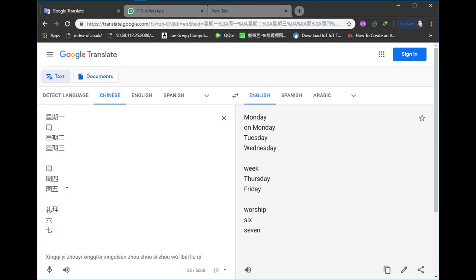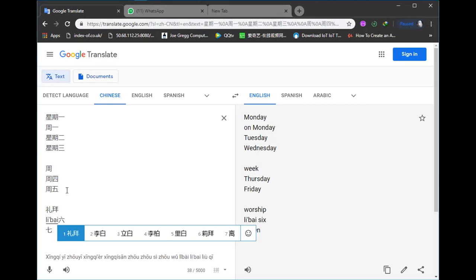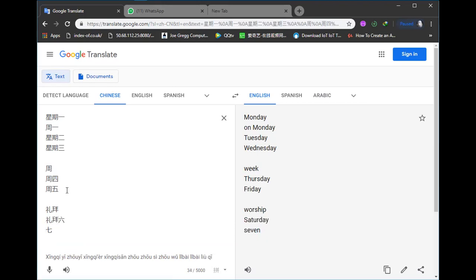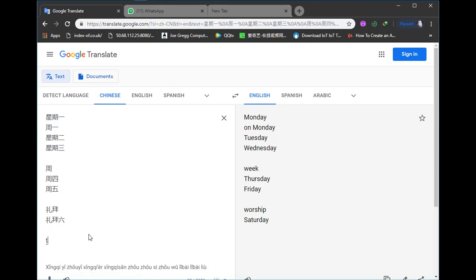It still works if we try it out. If we say Li Bai Liu, that's Saturday, okay. But we don't have Li Bai Ri. What we have is Tian. Okay, now let's go there. Tian, who remembers what Tian means?